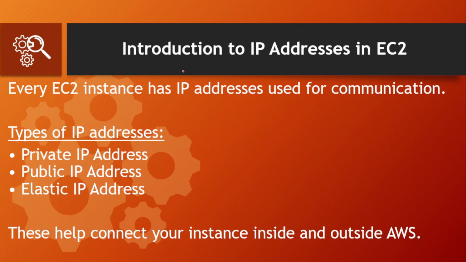Now let's talk about something very important for networking in EC2, which is IP addressing in EC2. In AWS, every EC2 instance is assigned an IP address so it can communicate with other systems. These IP addresses are used for communication inside AWS and communication with the internet. There are three main types of IP addresses you should understand: private IP address, public IP address, and elastic IP address. Each of these plays a different role in how your EC2 instance communicates.